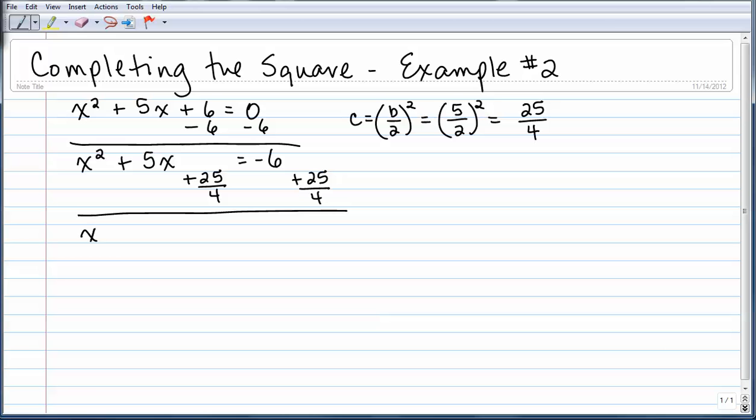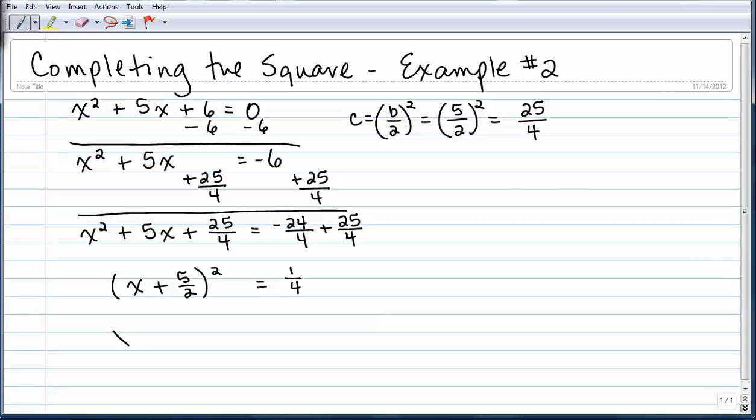And on the left-hand side, it may not look like it, but this actually is a perfect square trinomial that I will be able to factor in just a moment. And in order to add the whole number and the fraction, I want to rewrite negative 6 as negative 24 over 4, and add to that my new c, which is 25 over 4. The left-hand side of the equation factors into x plus 5 over 2, quantity squared, and on the right I have 1/4.